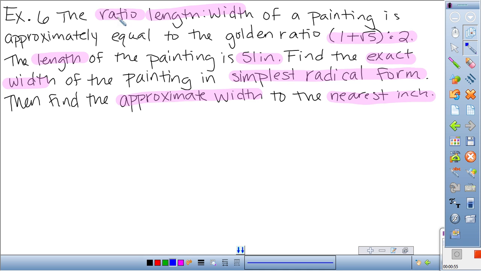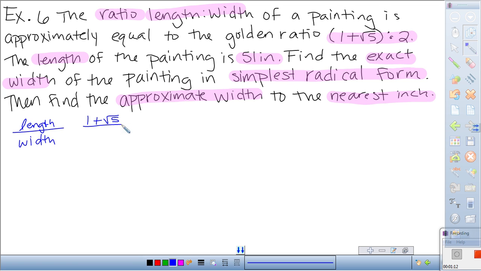So I have the ratio of length to width. Remember, a ratio is just a comparison of two numbers, and here is my length to width. So I'm going to start by saying my ratio is length to width, so we can keep track of these numbers. And what they gave me was 1 plus the square root of 5 to 2. So there's my length, there's my width. Then they told me the length of the painting is 51 inches, so I know the length. It's 51, but I want to find the width.